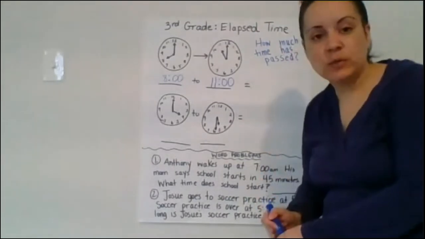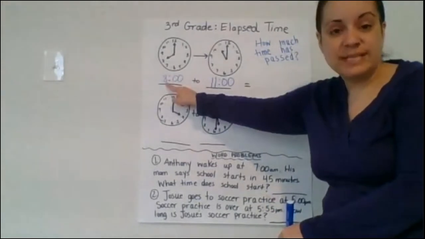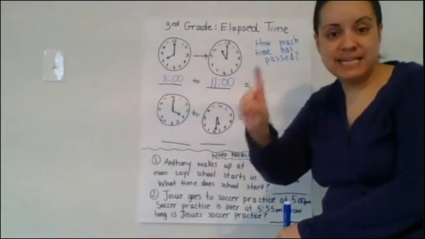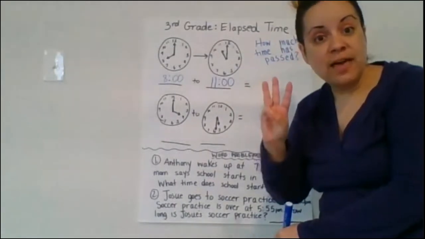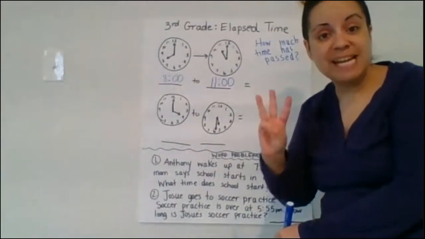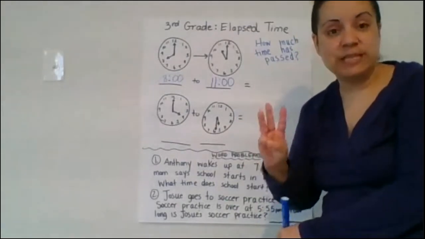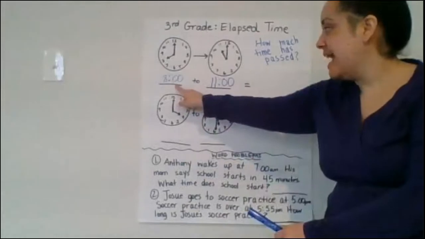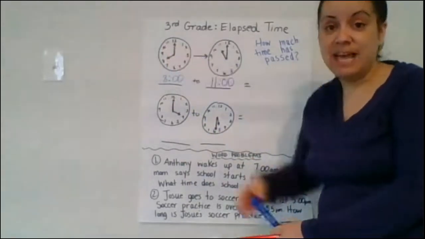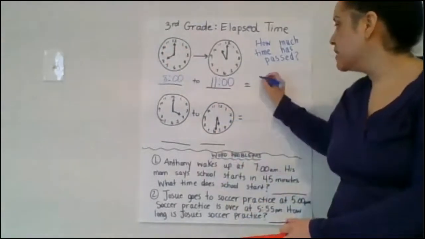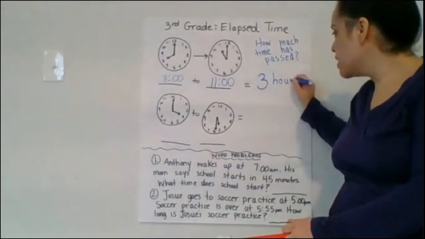Well, let's count the hours. We're starting at 8 o'clock. So we say 8, 9, 10, 11. Oh, 3. 3 hours have passed since we started. We started at 8, 9, 10, 11. Now we're on 11 o'clock. So this equals 3 hours.